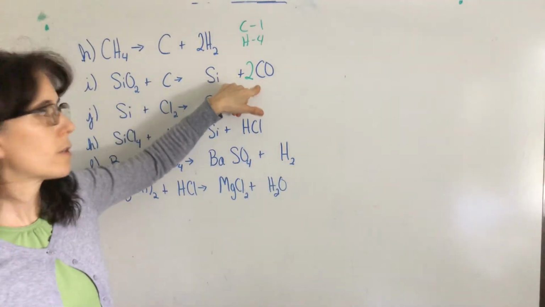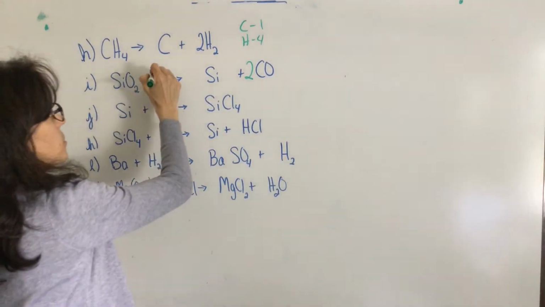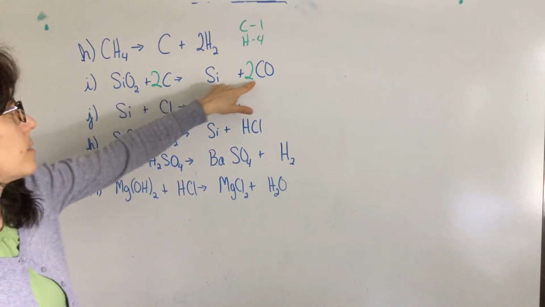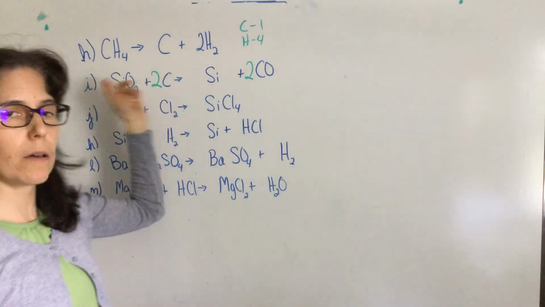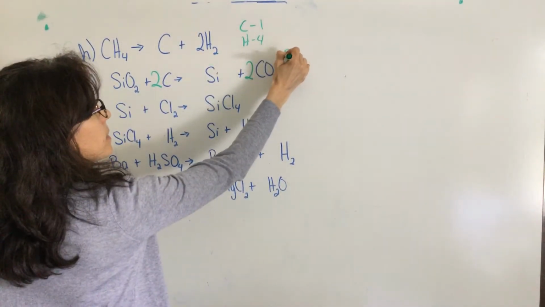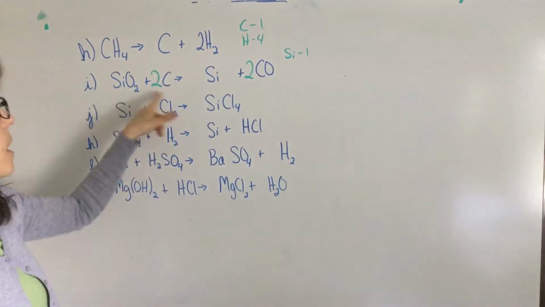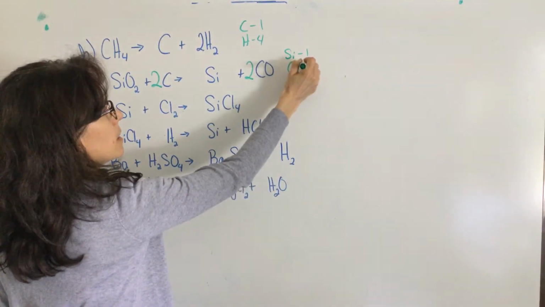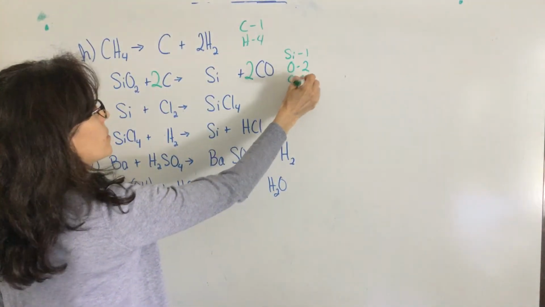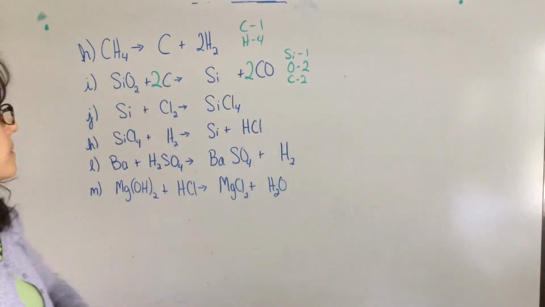Well, that changed the carbon over here. So let's adjust the carbon on the reactant side. So now we have 2 on each side. Silicon looks good. That can stand alone. So let's check what we have. Silicon is 1, oxygen 2 on each side, and carbon also 2 on each side.